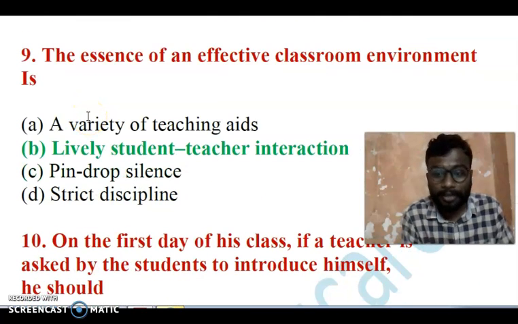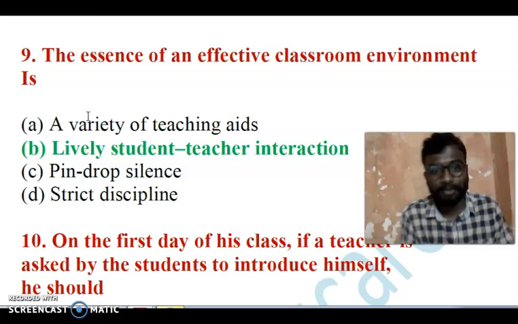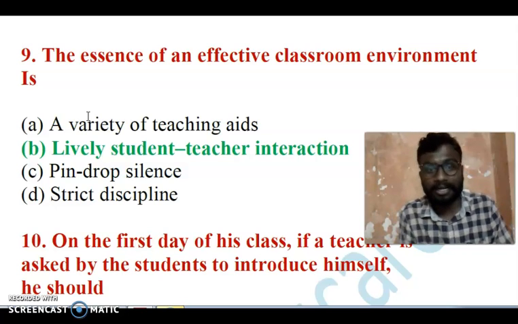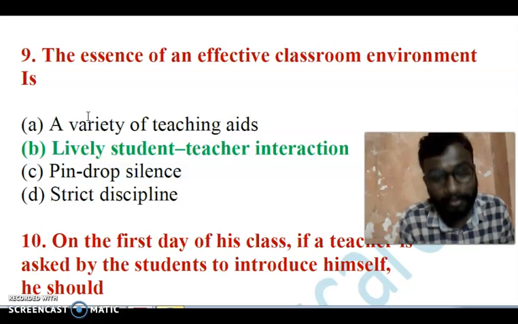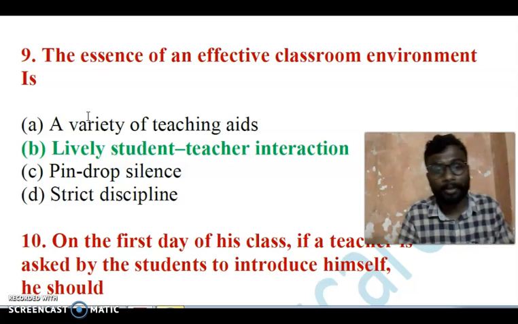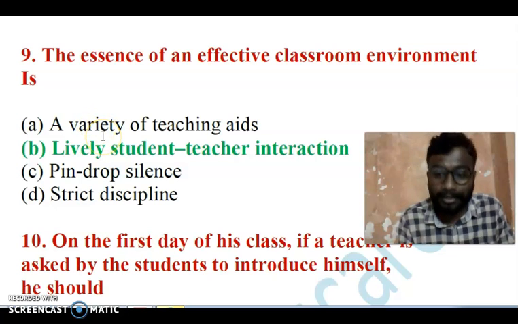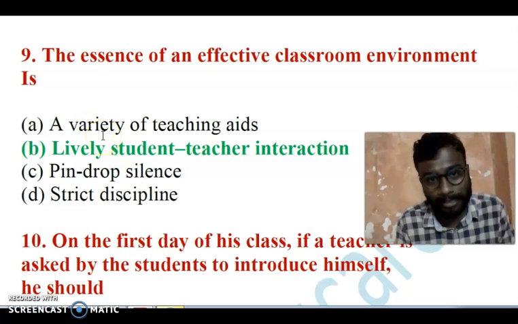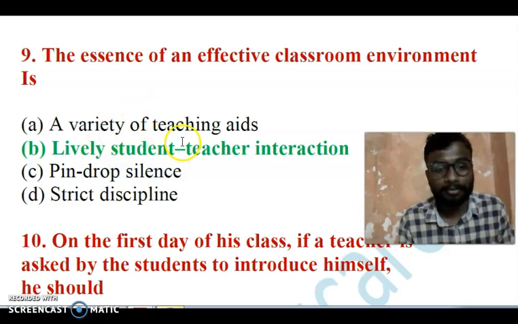Essence of an effective classroom environment is what? Essence of effective classroom environment is lively student-teacher interaction. Lively student-teacher interaction is an essential requirement, or the minimum requirement, in the effective classroom environment. There should be a good amount of teacher and student interaction, so that there is scope for maximum subject flow between student as well as lecturer, right? Yes.